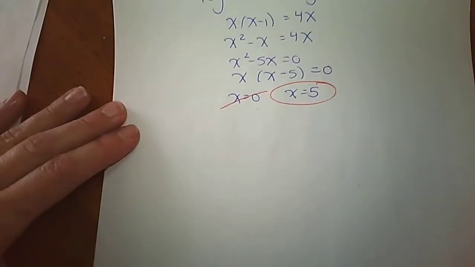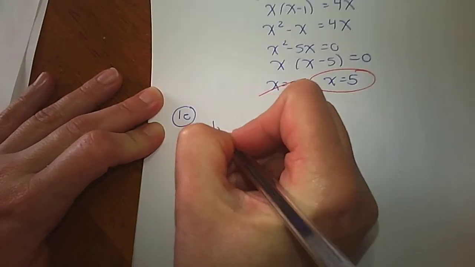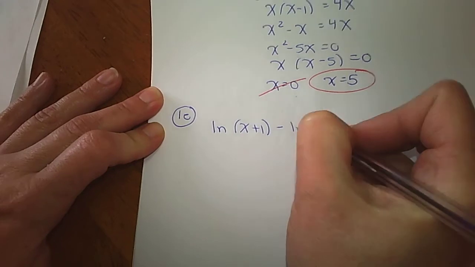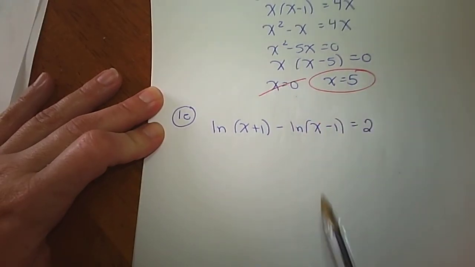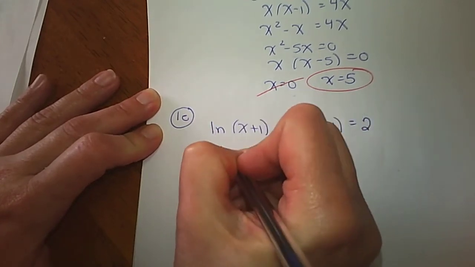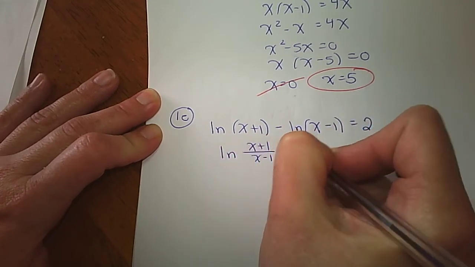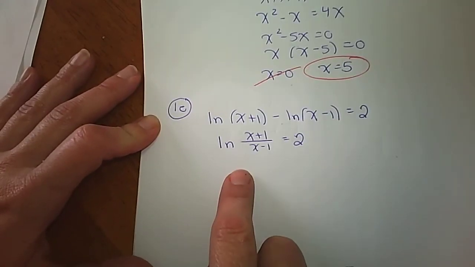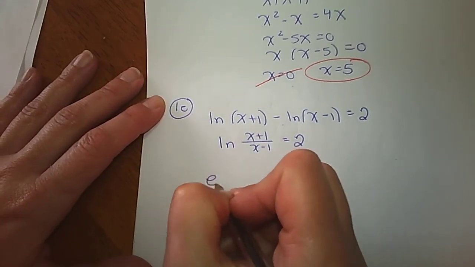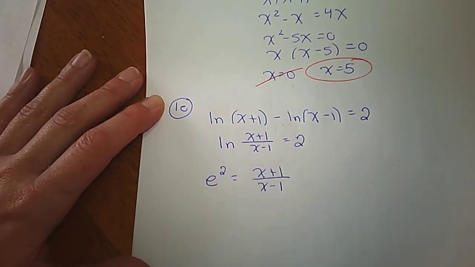And finally, the last one for number 1, 1e. I have the natural log of x plus 1 minus the natural log of x minus 1 equals 2. All right, subtraction. Got to handle that first. That means division. So that becomes the natural log of x plus 1 divided by x minus 1 equals 2. Now, just like 1c, there's only one log, so this I have to bend. e squared is x plus 1 over x minus 1.